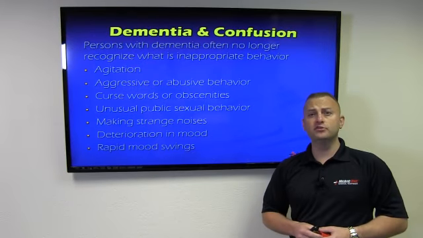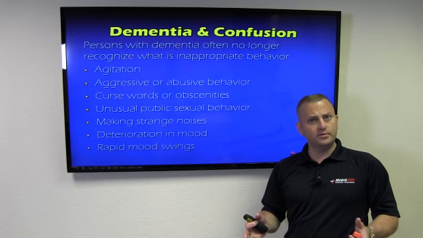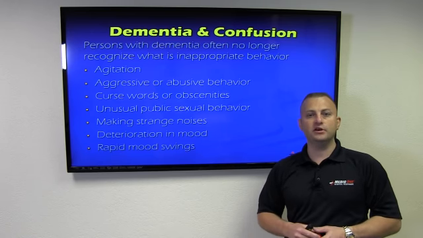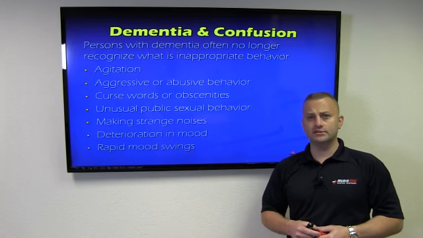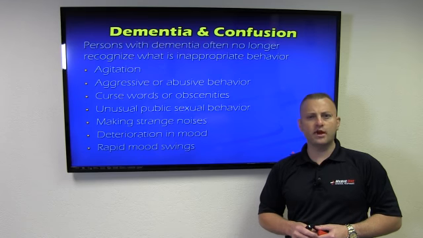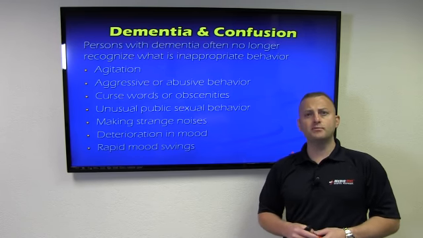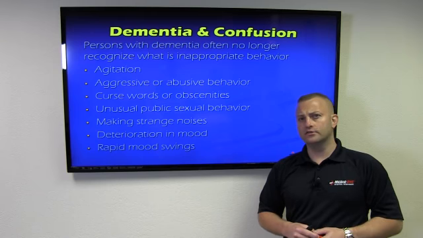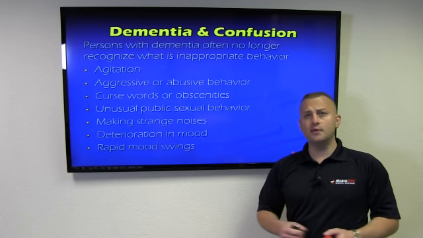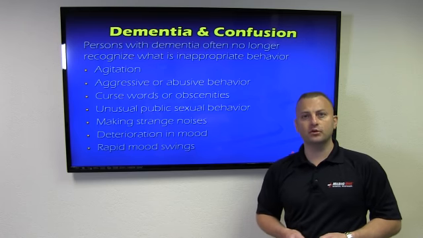Many patients with dementia and confusion no longer recognize what is appropriate behavior. We need to be looking at these patients to see if there's presence of agitation, aggressive or abusive behavior, if they're using curse words or obscenities that are inappropriate or at the wrong time, unusual public sexual behavior, making strange noises, deterioration in mood, or rapid mood swings. All of these are indicators that dementia has set in. Many times, though, when we document a patient as A&O times 4, we're failing to capture the fact that the patient may have some dementia or confusion present.